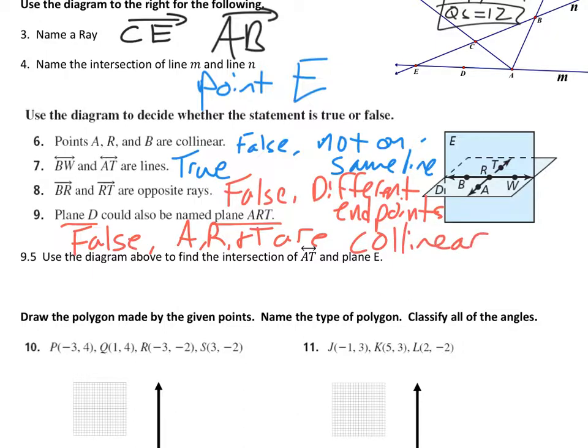Very good. Now, what about the intersection of AT with plane E? AT is this line, and plane E is this vertical plane right through here. And where are they touching? Well, they're touching at one point. They're touching at point R.